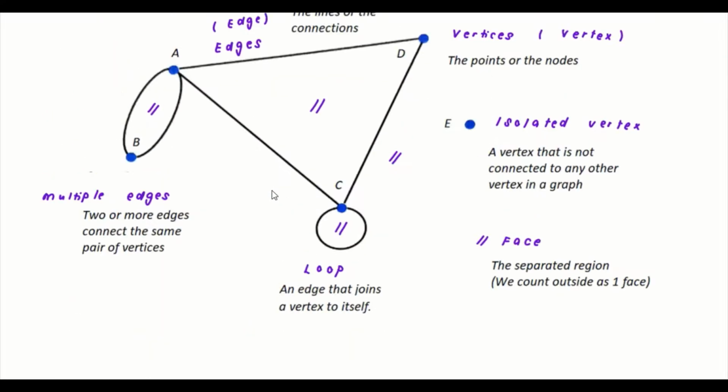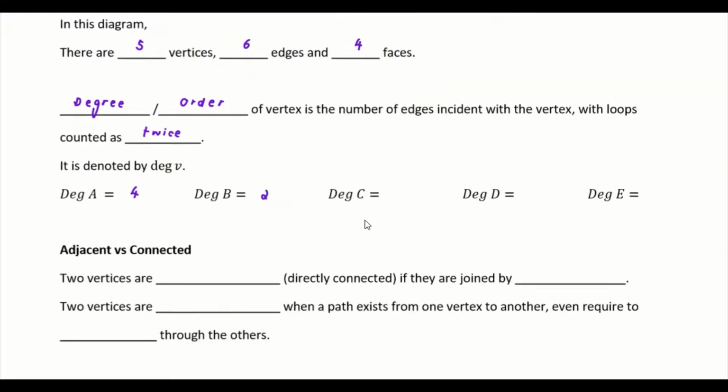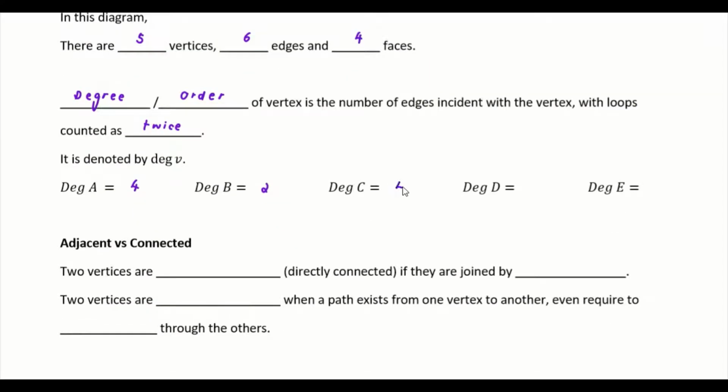Okay, so degree of C in this case. Don't forget, just now we said that a loop is counted as twice. Why is that? Because you can move from here to here, and you can move from here to here as well. So this is considered as 1, and this is considered as 2. Although they are on the same edge, when we calculate the degree, they count as 2. So 1, 2, 3, and 4. In this case, the degree of C is 4.